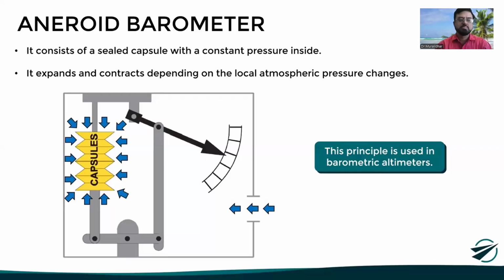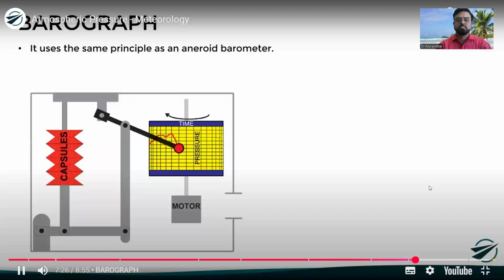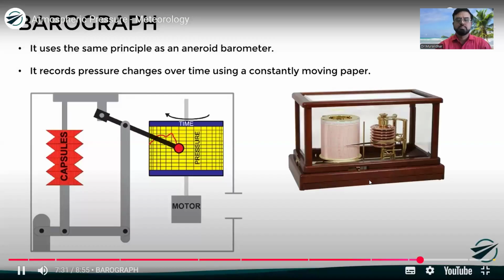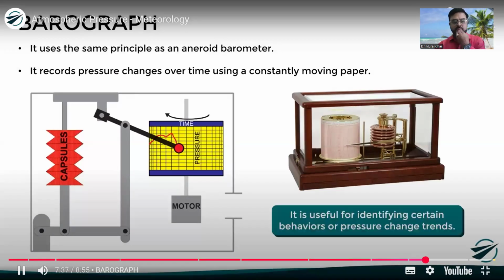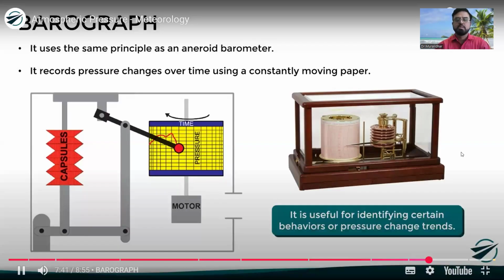So, with this being said, let's look at the barograph, which is an instrument used to record pressure changes over time. In simple terms, it uses the same principle as an aneroid barometer, but the difference is that it not only indicates, but also records pressure changes over time using a constantly moving paper. This instrument is very useful for identifying certain behaviors or pressure change trends within a certain period of time, and therefore allows for more accurate weather forecasts and models.